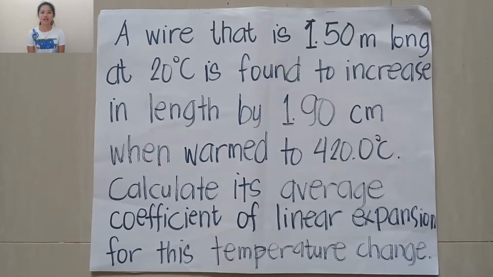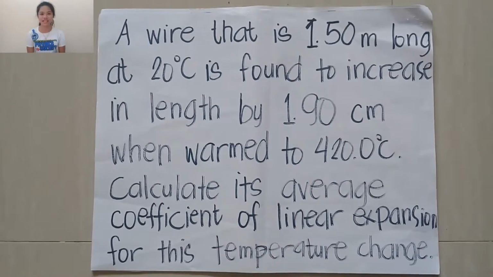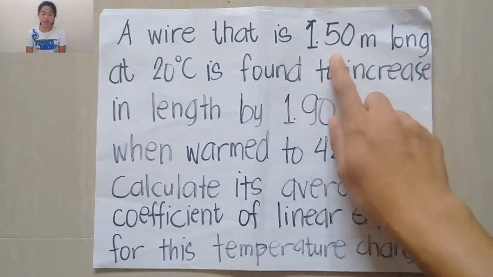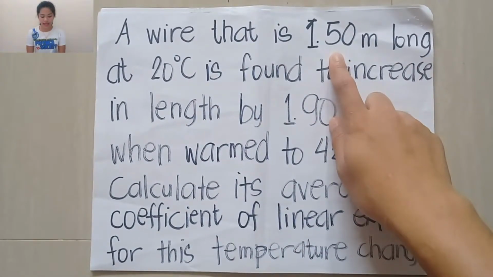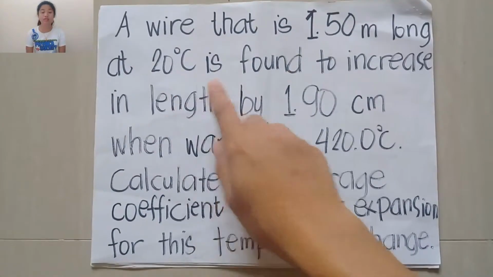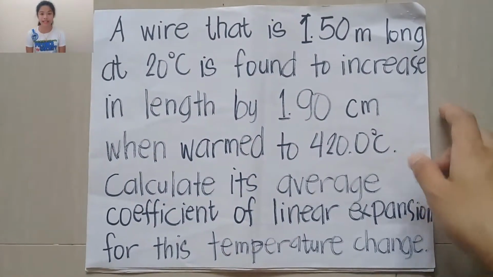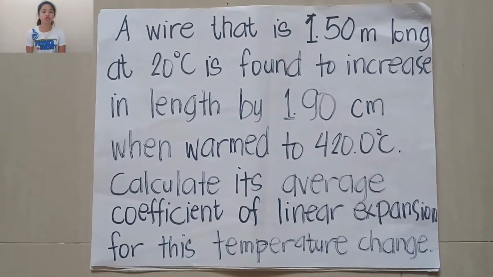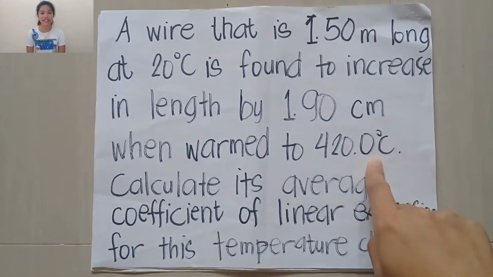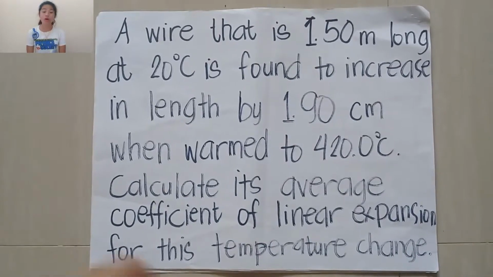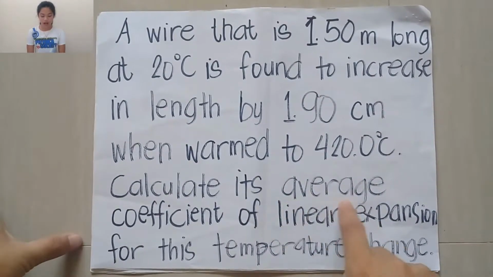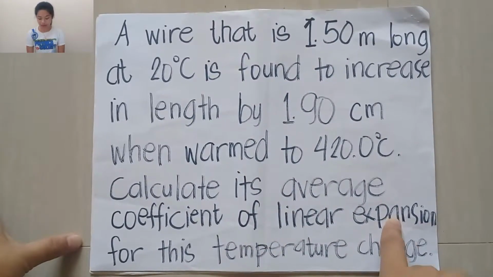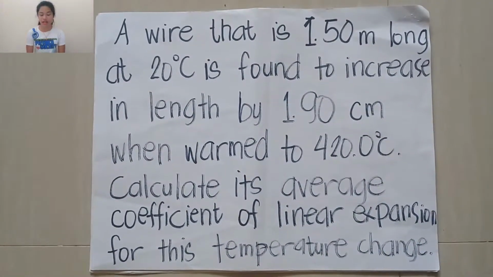Another example of linear expansion is here. A wire that is 1.50 meter long at 20 degrees Celsius is found to increase in length by 1.90 centimeter when warmed to 420 degrees Celsius. So calculate its coefficient of linear expansion for this temperature change.